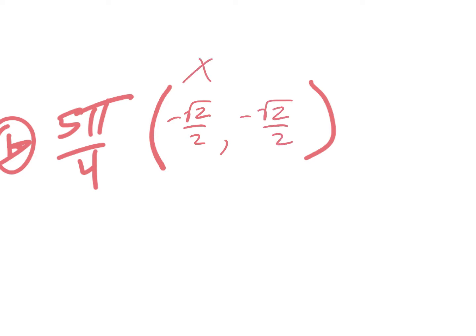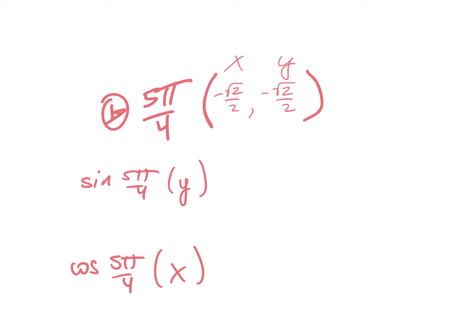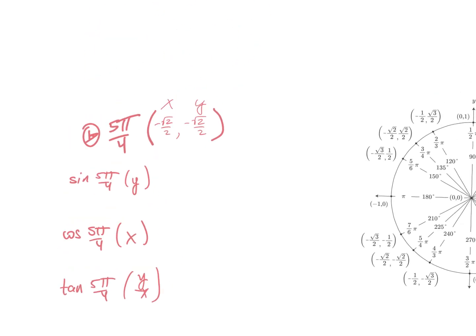This is my x value. This is my y. So now we're going to evaluate. We're going to find all 6 trig functions. So the sine of 5 pi over 4. Remember, sine is which value? Sine's our y. Cosine of 5 pi over 4. What value is cosine? X. Good. Tangent. Good. 5 pi over 4. Y over x.